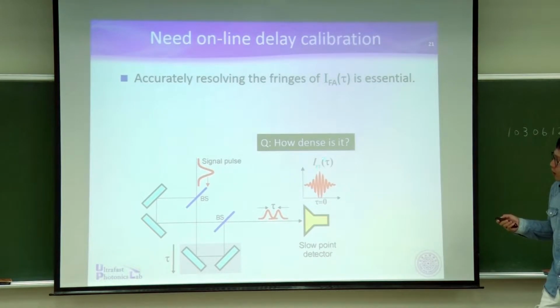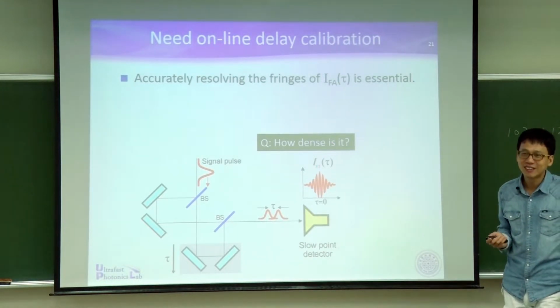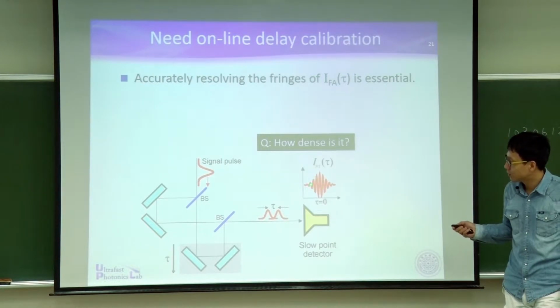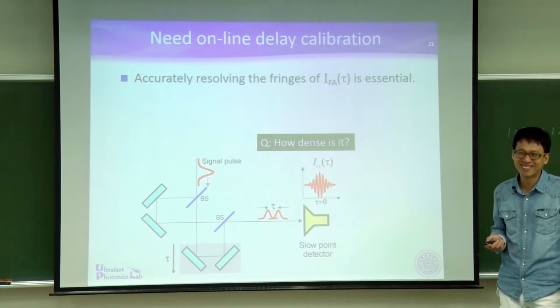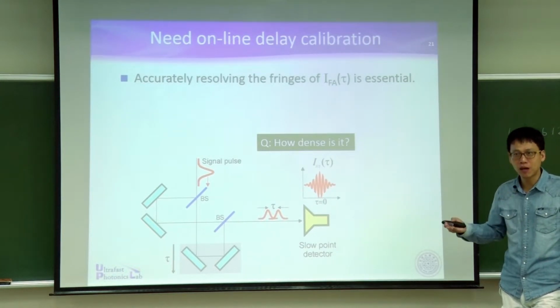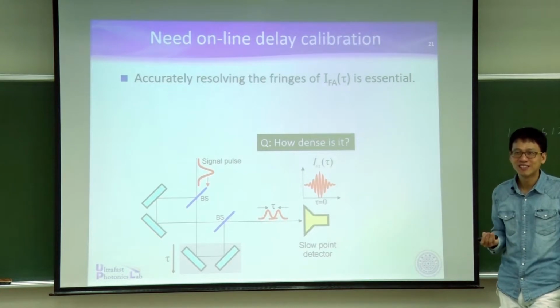But do you know how dense the fringe is? In theory, what is the fringe density? It's determined by which parameter?